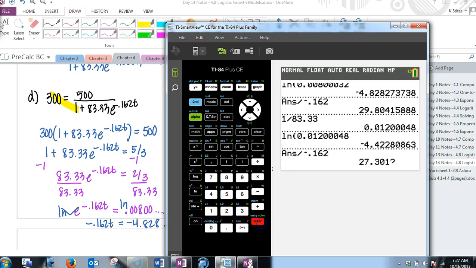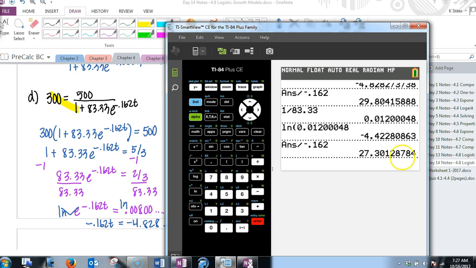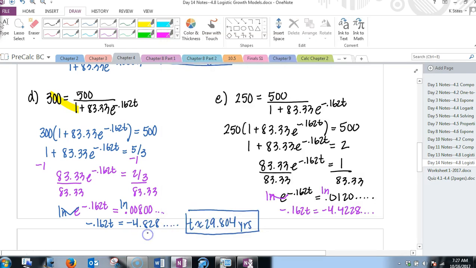And again, you can kind of skip some of this work and go straight to your answer in your calculator. Just keep in mind, if you're wrong and you don't have work, I can't really give you full, even partial credit. 27.301 years.